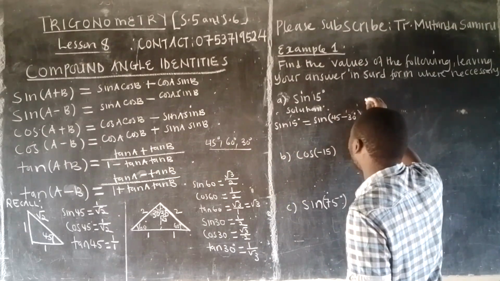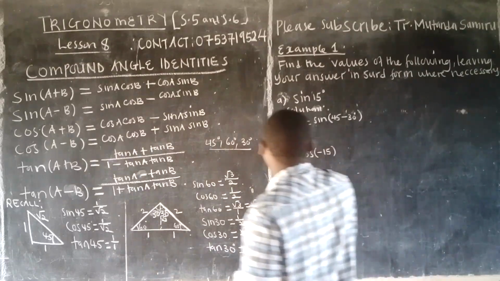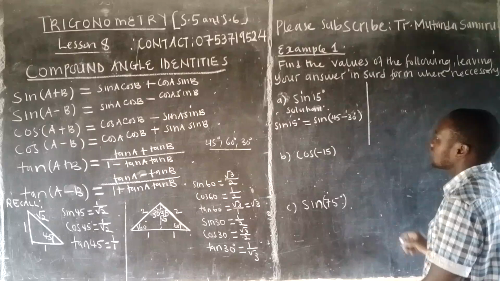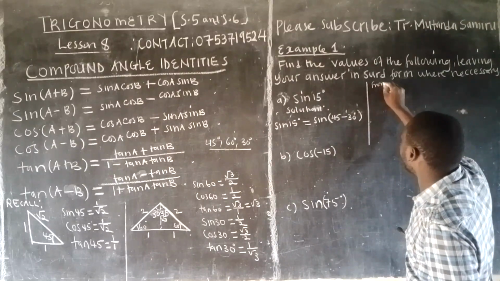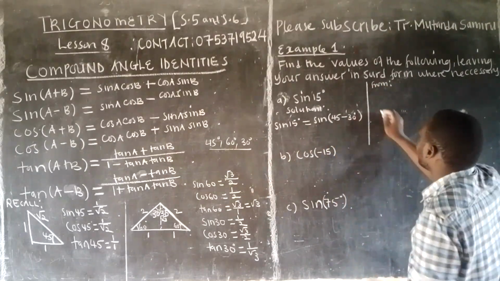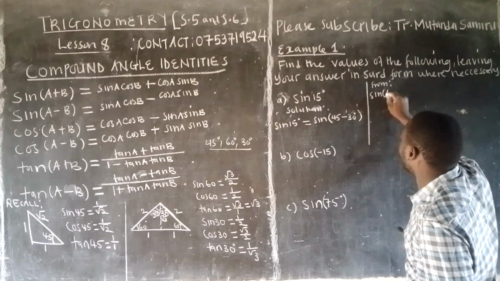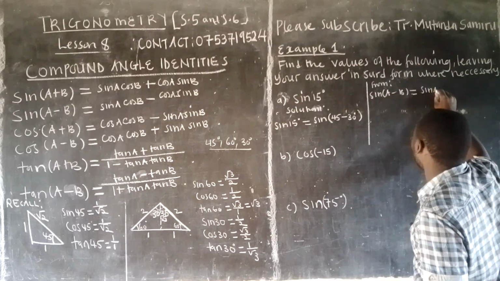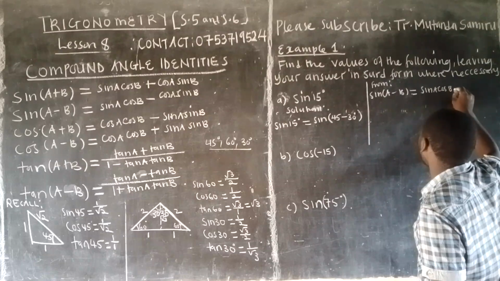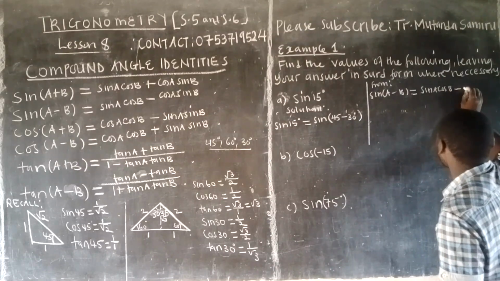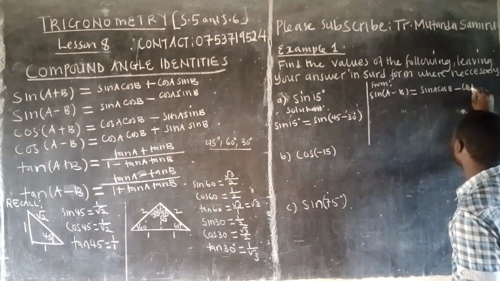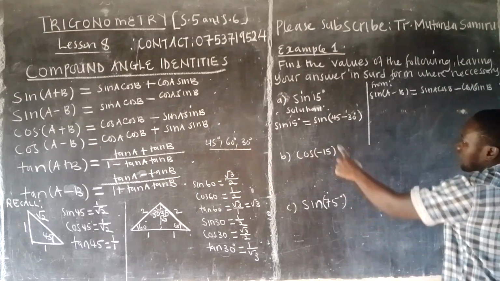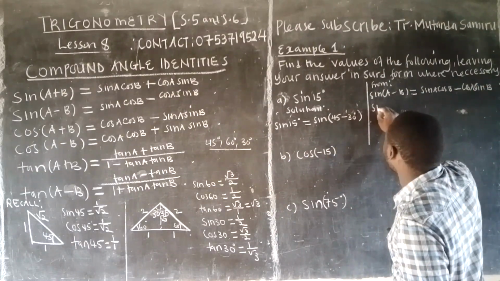Now, since I've seen a minus, we use sine of A minus B is equal to sine A cos B minus cos A sine B. So now let's substitute. Whatever I bring, I come and put there.